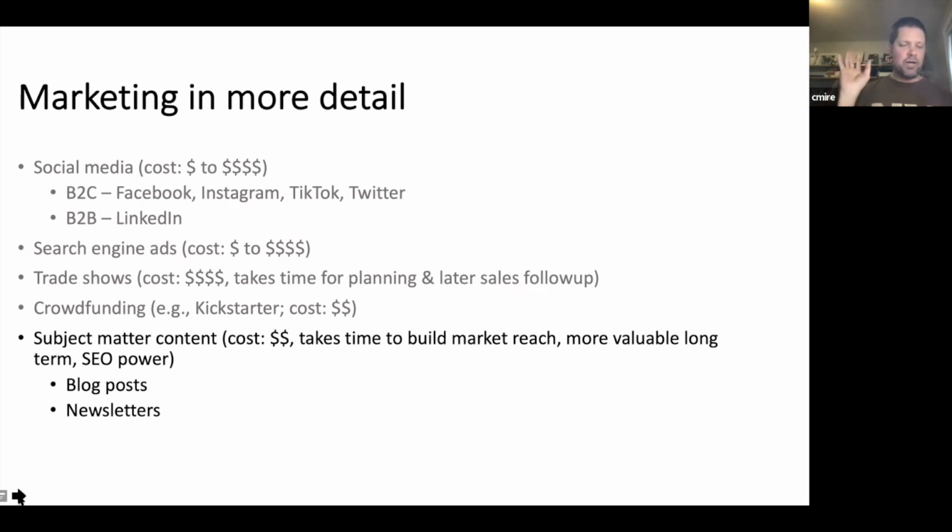But the big thing there, it takes time to build the market reach. Okay. So you write a blog post today and then another one tomorrow, and you keep just building this content. Over a year, you're going to rise up in the search engine rankings and everything like that. You're going to have more of a presence in this field. Okay. But do you have that amount of time as a business to build that?